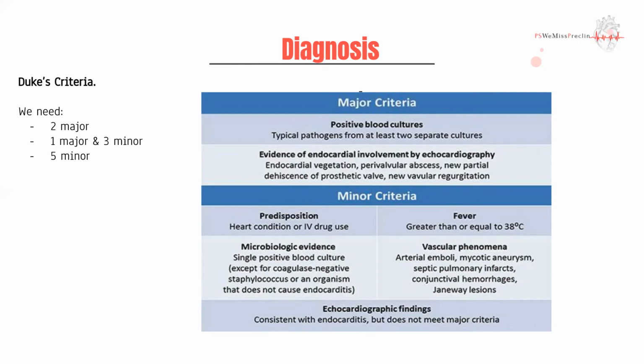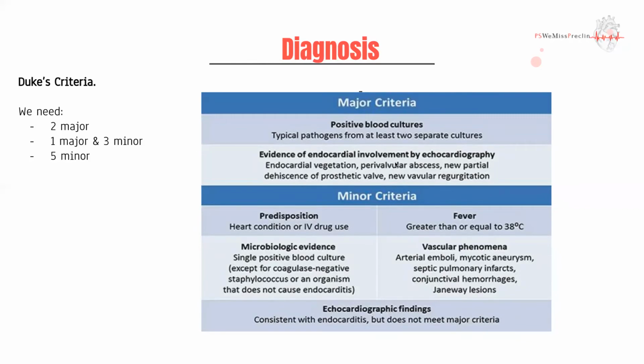To make a positive diagnosis, you need either 2 major criteria, 1 major and 3 minor, or 5 minor criteria. So our 2 major criteria include positive blood cultures, and these have to be from 2 separate sites, because at one site you can often have contamination. The other criteria is evidence of endocardial involvement by an echo.